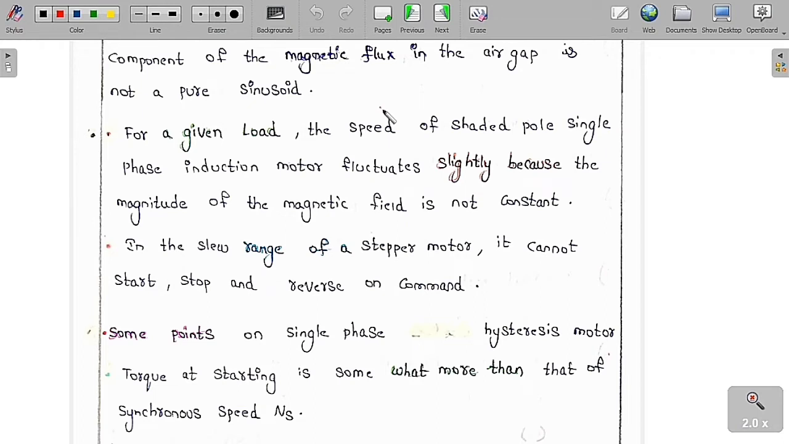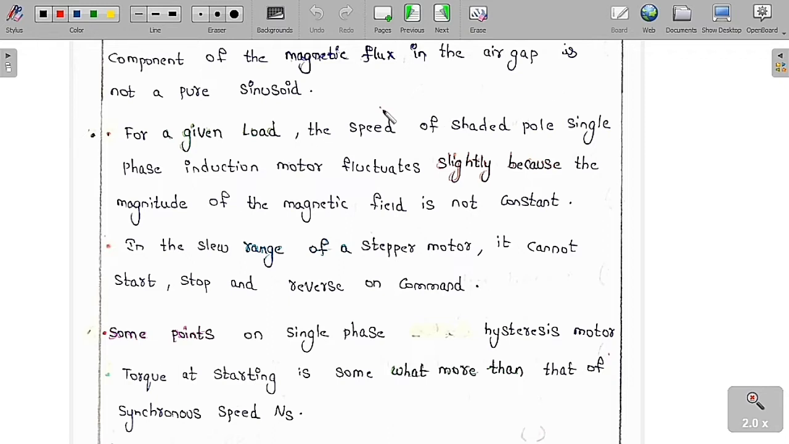So whatever the generated voltage in a three-phase supply contains harmonics because the angular variation of the radial component of the magnetic flux in the air gap is not a pure sinusoid. Because the radial component of the magnetic flux in the air gap is not a pure sinusoid, we can say that the generated voltage will definitely contain the harmonics. So whenever the radial component of the magnetic flux in the air gap is not a pure sinusoid, definitely the generated voltage in a three-phase supply always contains the harmonics.